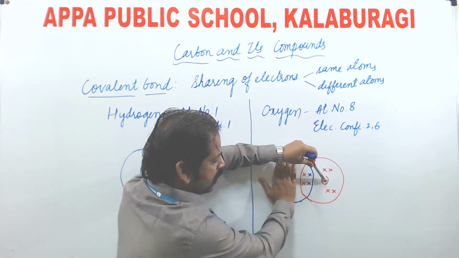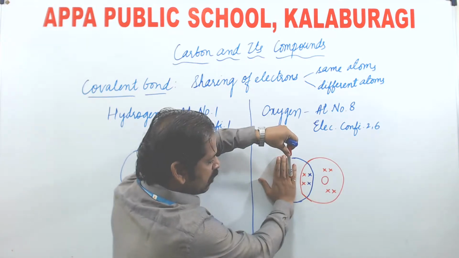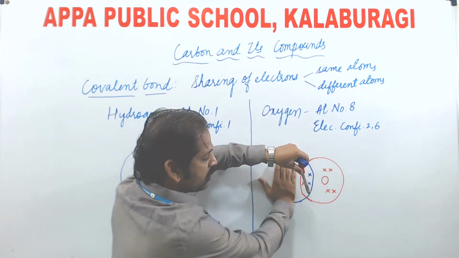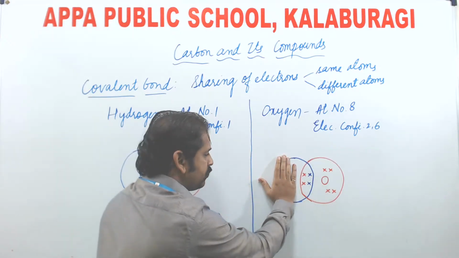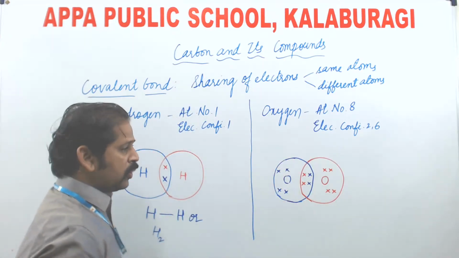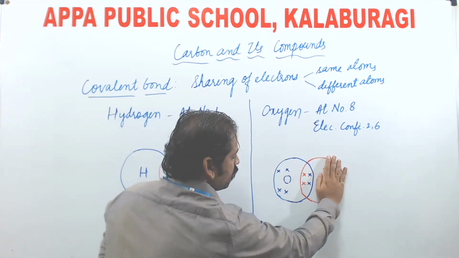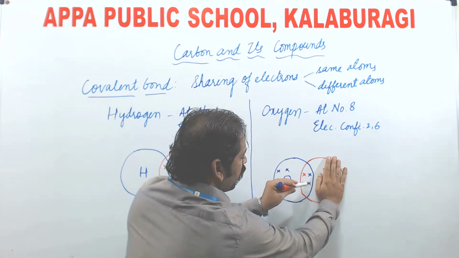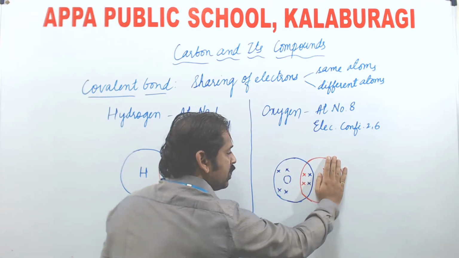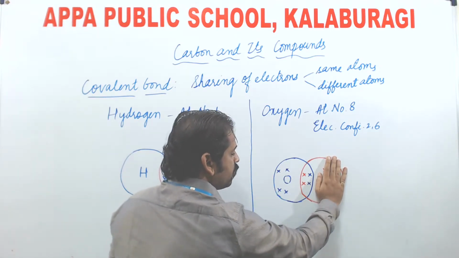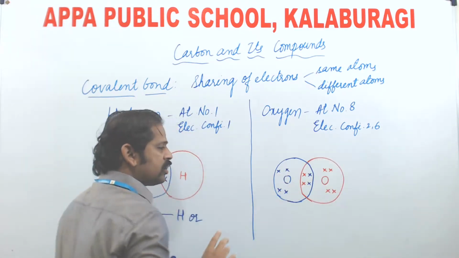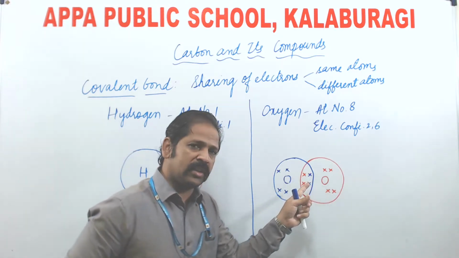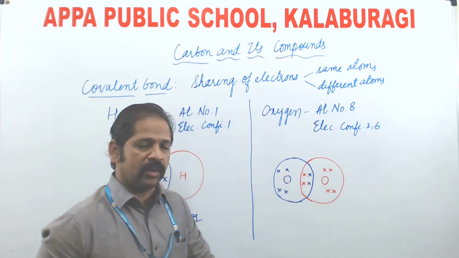This oxygen has shared 2 electrons, and one more. This oxygen has become 8 electrons, that is octet structure. And if I close, this oxygen has become 4 plus 4 electrons, that is 8 electrons in its outermost orbit. Even this oxygen has become stable. Both the oxygens have become octet structure, both have become stable.